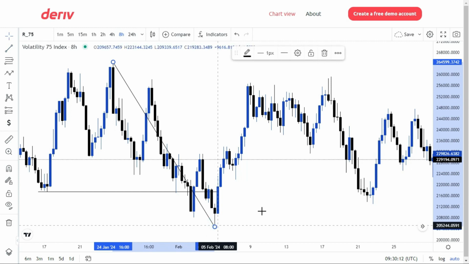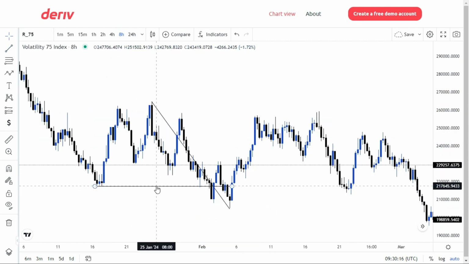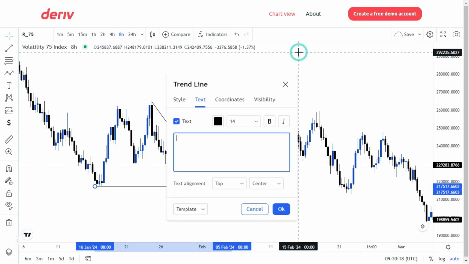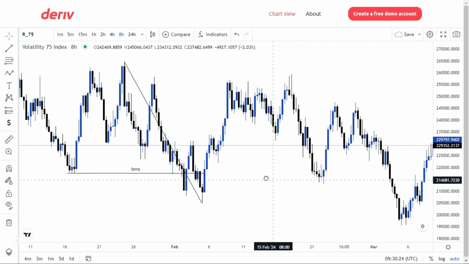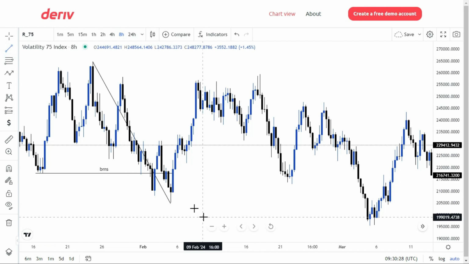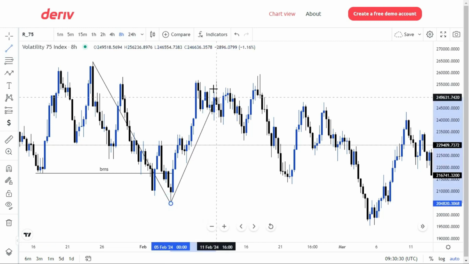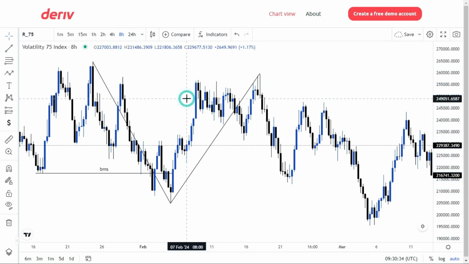So this scenario is what we are explaining as our BMS, or break in market structure, right? So after this, we got a corrective move. This is a corrective move that came to the highest point that happens to be here, right? And for you to understand it easily, what you can do, right?